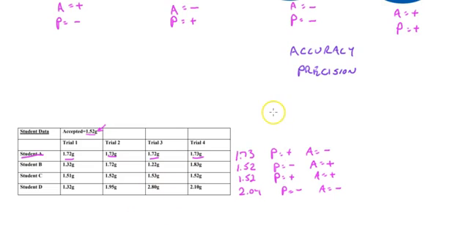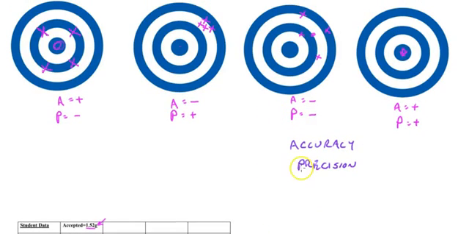I hope that gives you just a bit of a feel for the difference between accuracy and precision. Again, accuracy means you're getting the correct answer, or at least the average of your readings comes out to be the correct answer. Precision means you're getting the same readings over and over again. May or may not be correct, but it will be the same readings.